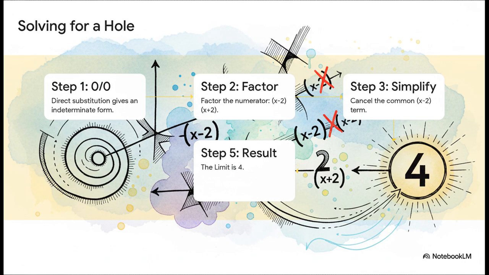So you end up with 0 divided by 0. Now, this is called an indeterminate form, and it's not a dead end. It's actually a huge clue. It's the math telling you, hey, you need to do a little more work here.